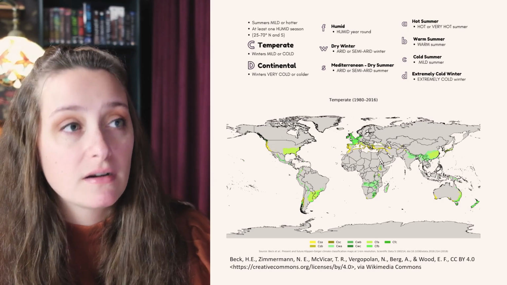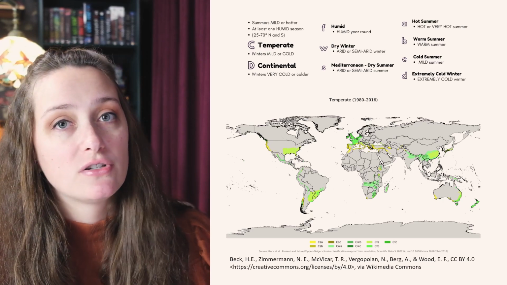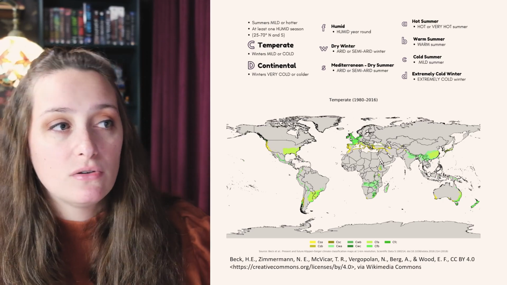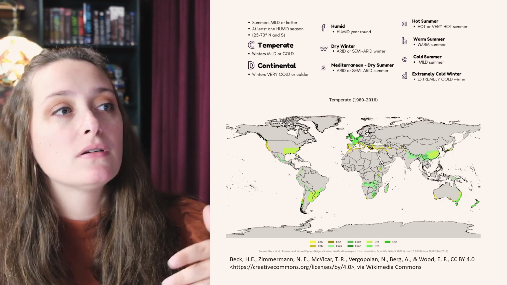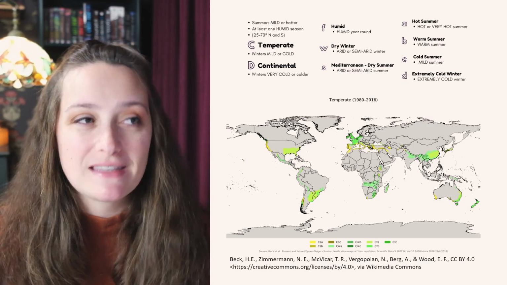So in order to fit either temperate or continental, right, mild summers or hotter, at least one humid season, and then the temperature of the winter determines whether it's temperate or continental. Continental gets a lot colder and temperate gets a lot milder, which is obvious.